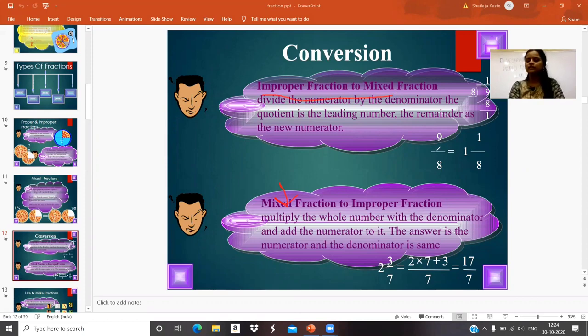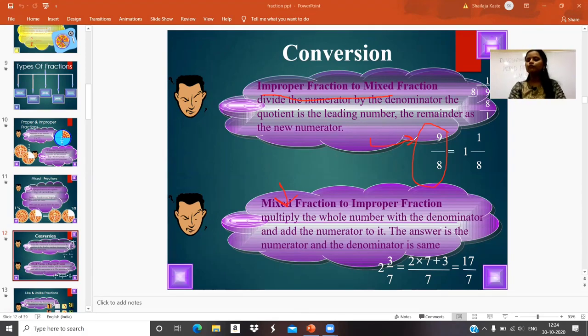Suppose the first question given to you is 9 by 8 and you have to convert this. 9 by 8 is the improper fraction, and you have to convert it into a mixed fraction. So simply, you have to divide 9 by 8. You know that 8 ones are 8 and the remainder is going to be 1. Now in the place of the quotient there is 1, right? In the place of the quotient you get the 1.